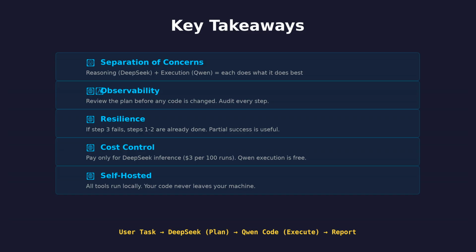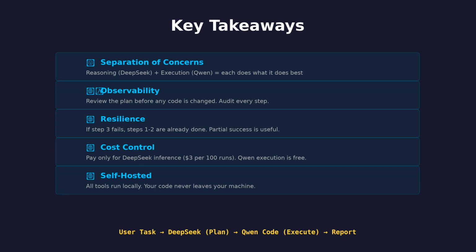Here are common issues and fixes. If qwen command not found, make sure you installed it globally with npm. If you get a 401 error, check your DeepSeek API key. JSON parsing errors are solved by using response_format json_object and setting a low temperature. And if Qwen modifies the wrong files, always pass absolute repository paths.